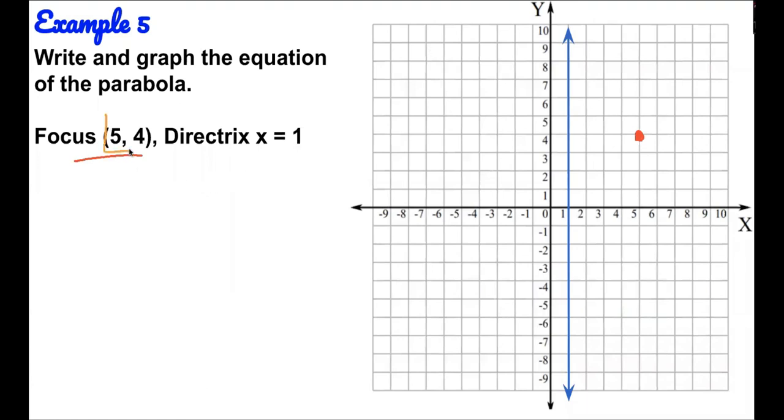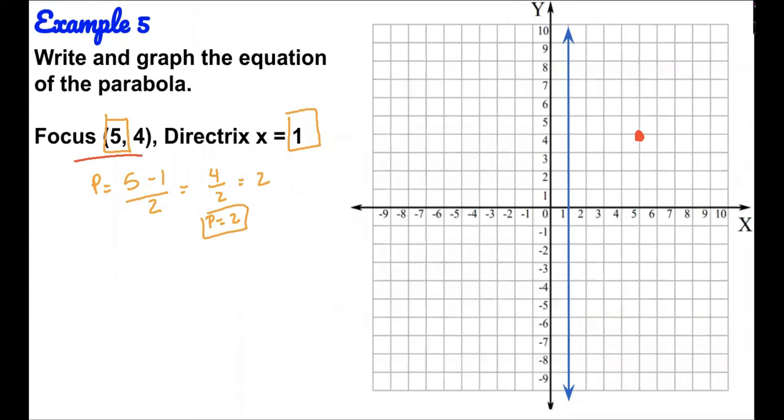We're going to grab our x value in our focus and the x value in our directrix. 5 minus 1 and divide them by 2. Let's see, 5 minus 1 is 4. Divided by 2 is 2. So our p-value in this case is 2. All right, from here, let's go ahead and solve for h.